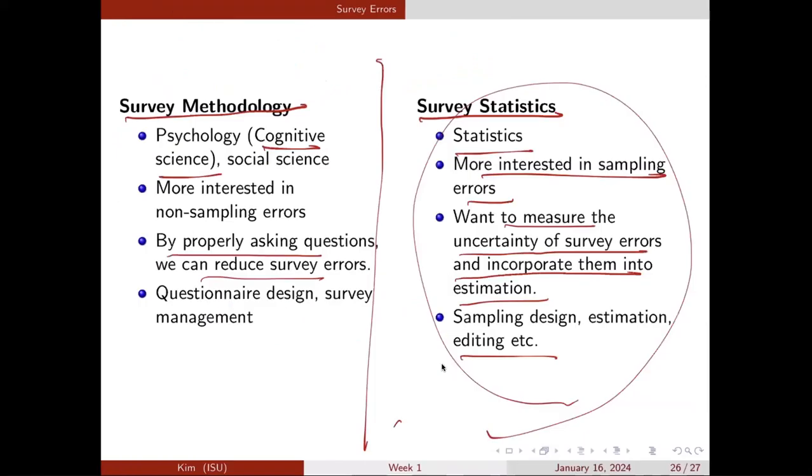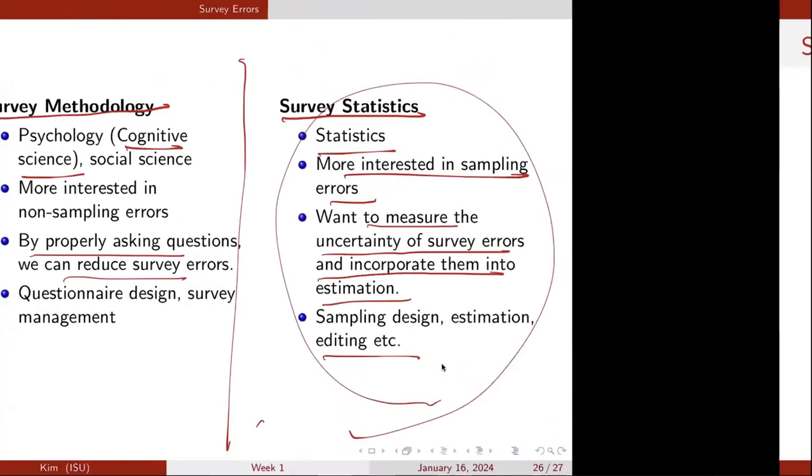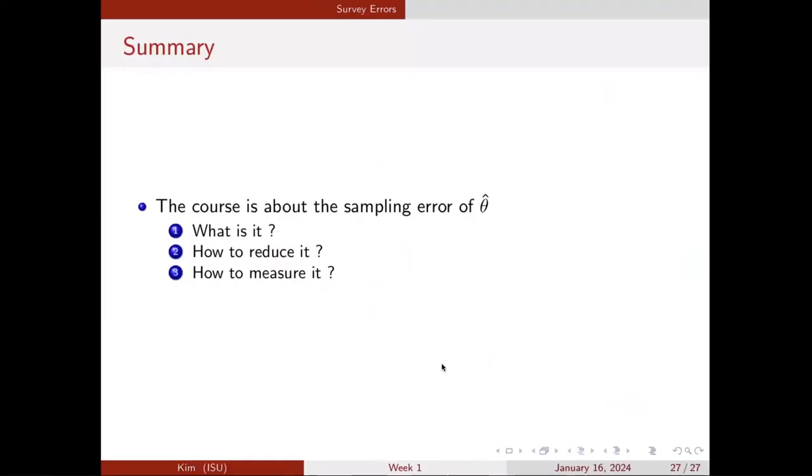Okay. So I already covered this. This course is about the sampling error, and particularly how to reduce it, right? And also how to measure it, like variance estimation. This one is more like design and also estimation. If you use a good estimator, you can do better, something like that.